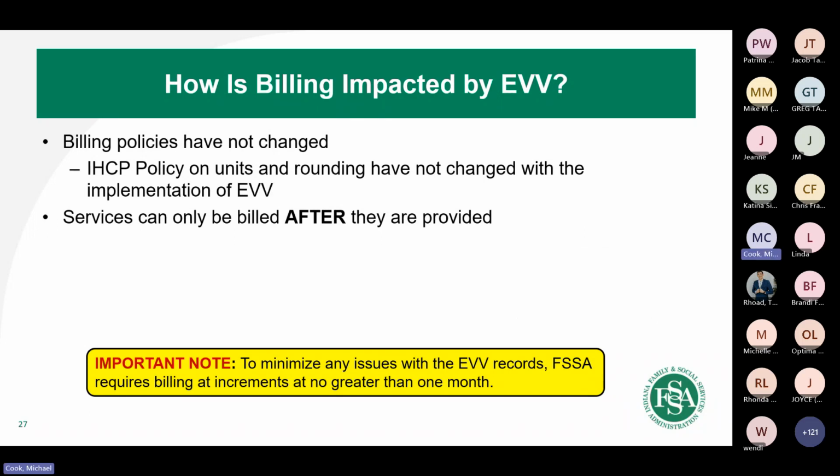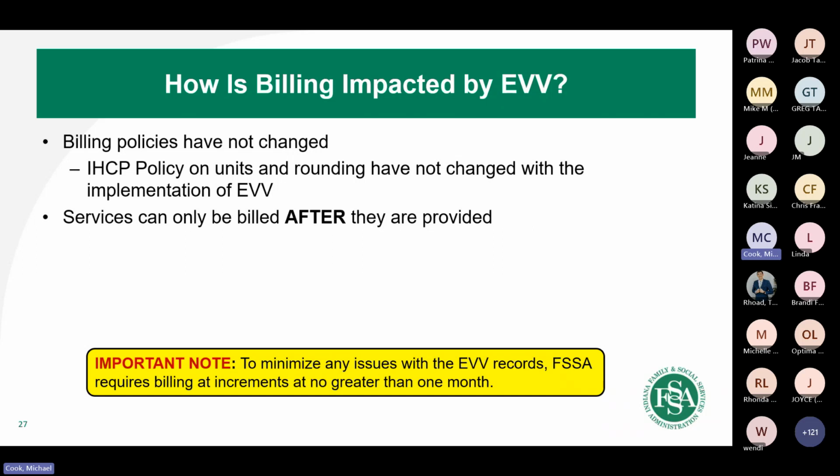How is billing impacted by EVV? This has been a common question as well that we've gotten over time. Billing policies have not changed, and neither have any policies around units or rounding. None of those policies have been affected with the implementation of EVV.